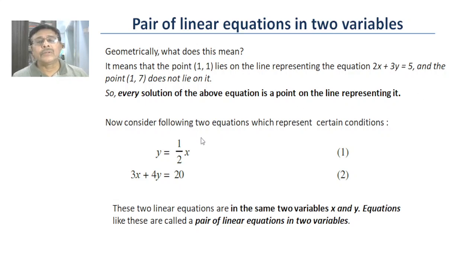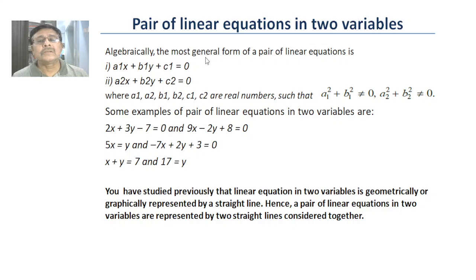Now consider the following two equations which represent certain conditions. y = x/2, equation 1, and 3x + 4y = 20, equation 2. These two linear equations are in the same two variables x and y. Equations like these are called a pair of linear equations in two variables.